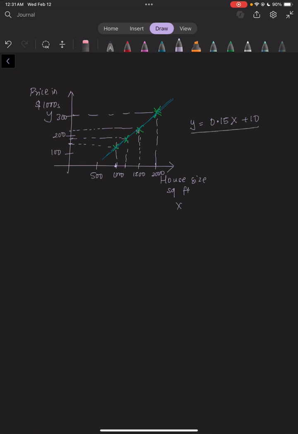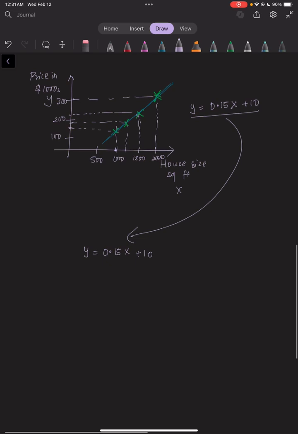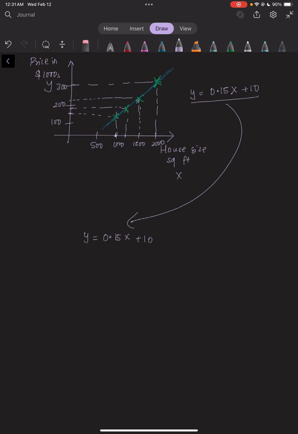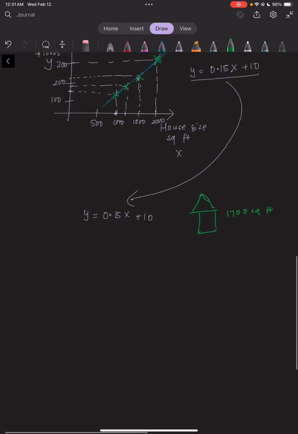What I can use this equation for, now that I have this amazing equation, is I can bring it here. I have a friend who tells me that they are interested in selling their house, but they have no idea how to price it. But I have this amazing equation here with me. So they tell me, hey, I have this house and it's 1,700 square feet. They want me to find what the best predicted cost for this house would be.